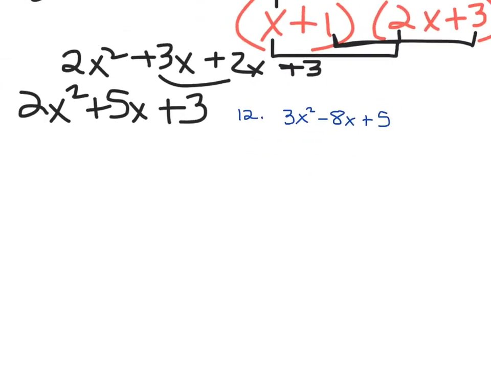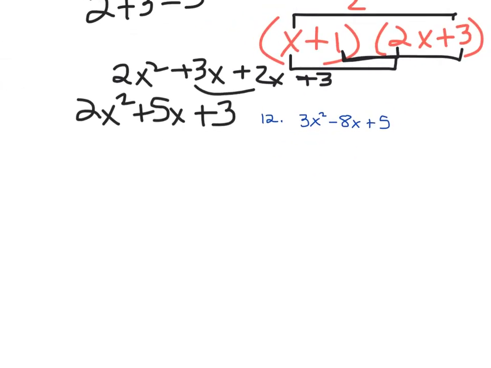So let's try this one. Let's go ahead and do beginning times end, so a times c, and I get 15. I'm looking for factors of 15 that will give me -8 when I add them. Notice again, this last term's positive, but the middle term's negative. To get a positive, I know my signs have to be plus plus or minus minus.